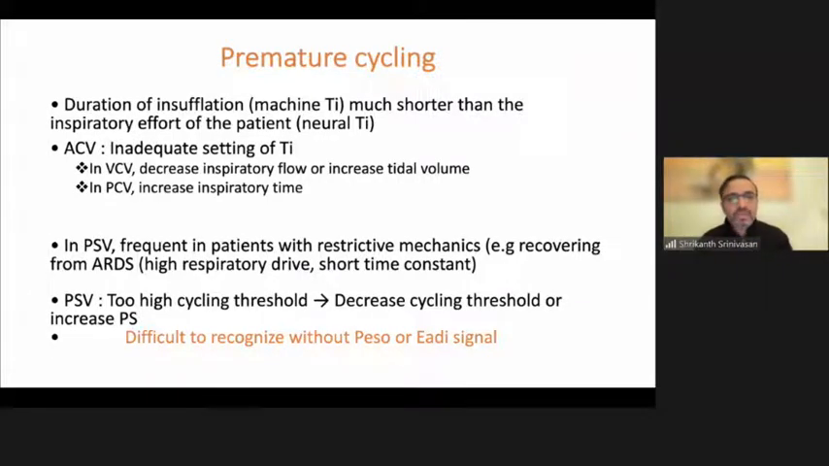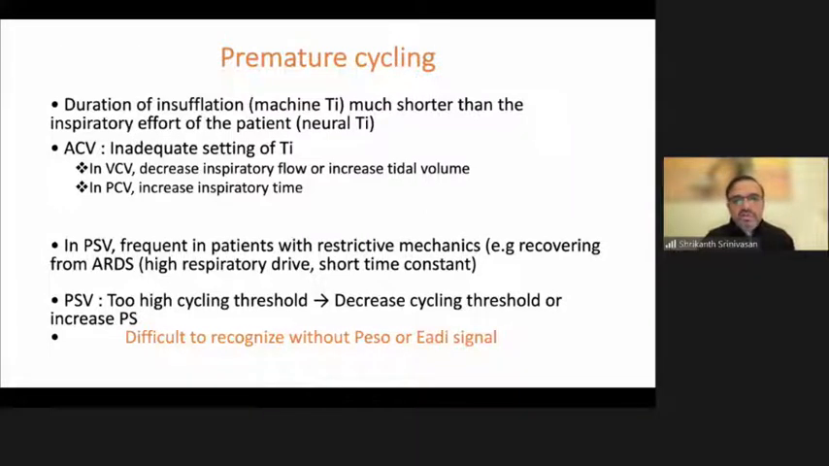How do we correct it? In assist control, there is inadequate setting of inspiratory time. So when it comes to volume control, we should prolong the inspiratory time by decreasing the inspiratory flow or increasing the tidal volume. So a slower gradual rise in the flow or an increase in volume should try to overcome this premature cycling problem. In pressure control, we increase the inspiratory time.